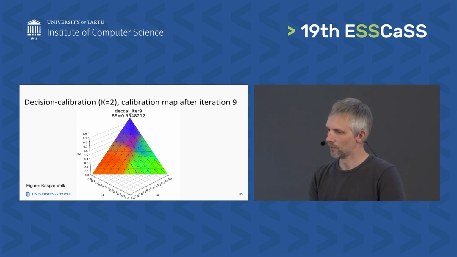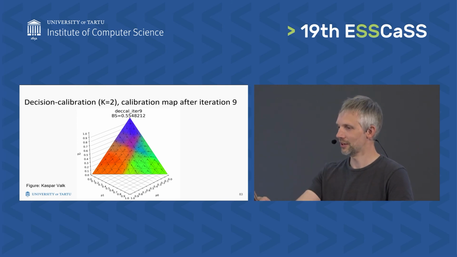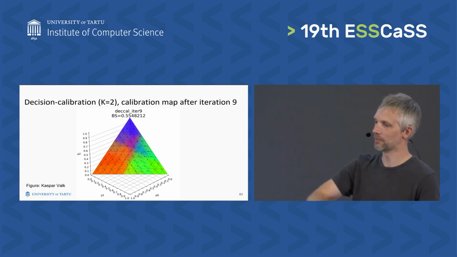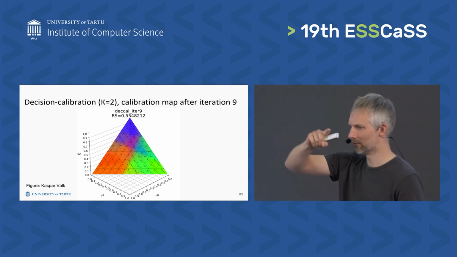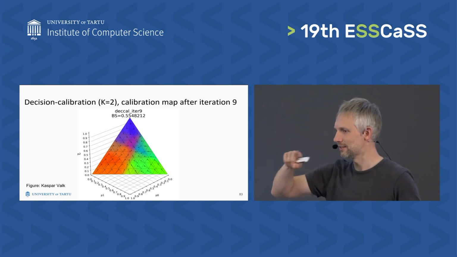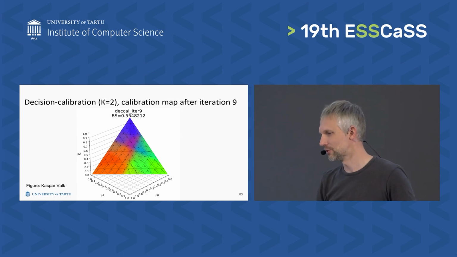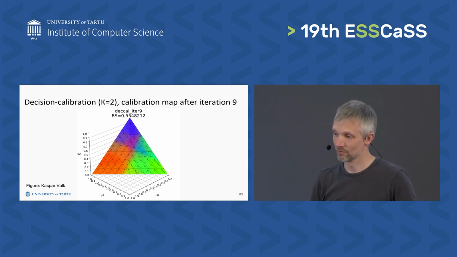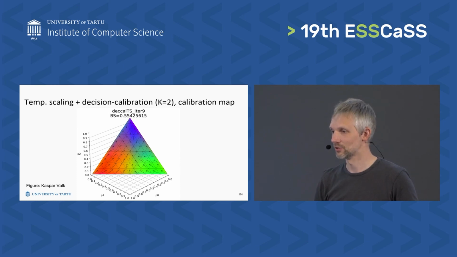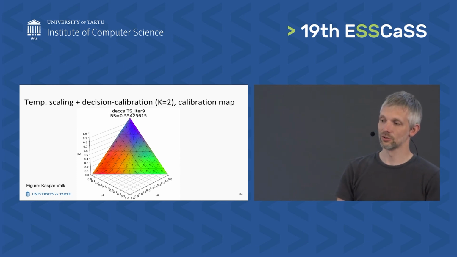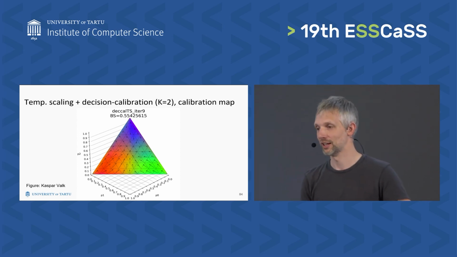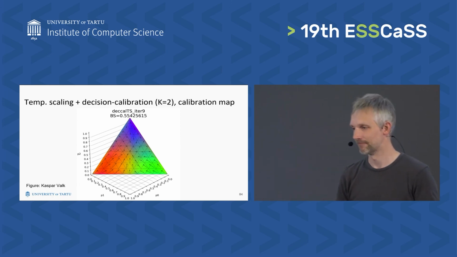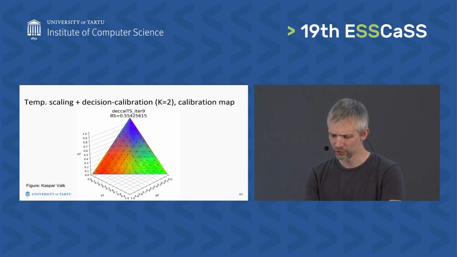Right. What you can also see is that after iteration 9, you can still see quite sharply the first split that you made, or the first and second splits. And due to that, well, it isn't doing too well. I mean, it's quite well, but not too well. What you can do, though, is to do the same on top of temperature scaling, because temperature scaling already gives you quite well calibrated probabilities, and then you do this on top. And then you're doing better.